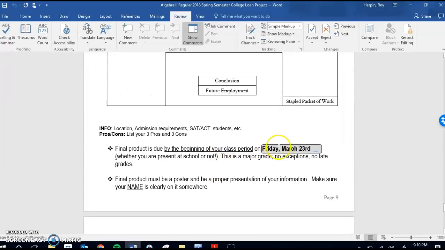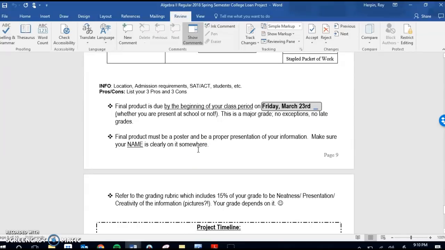Okay, so a couple things. I already told you guys about the due date, but again, it's March 23rd, which is the Friday after we get back from spring break. It counts as a major grade. You cannot turn it in late. It's turned in then or it's a 0, no questions asked. Even if you're not in school, you've got to turn it in the day before, or give it to somebody and have them turn it in to me. Telling you now, there are no exceptions.